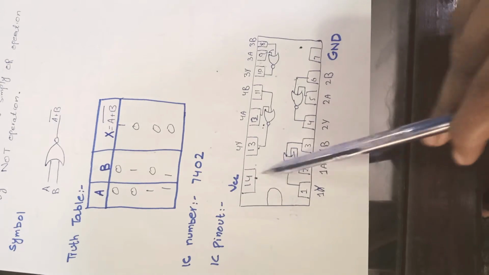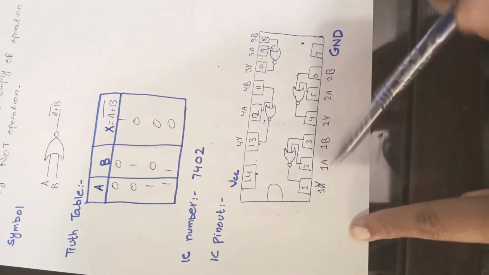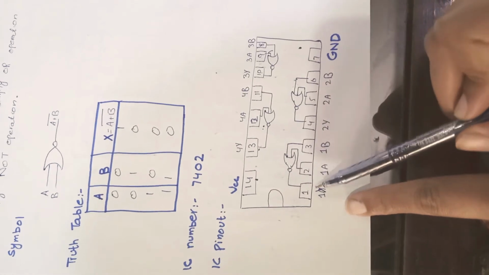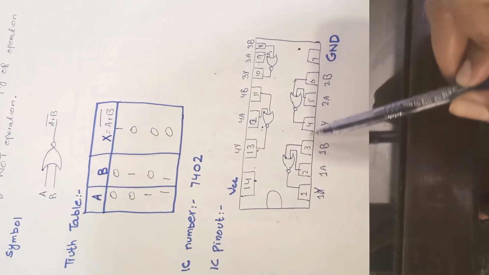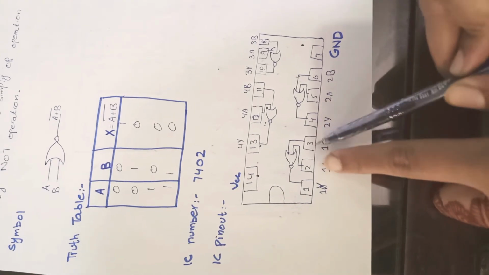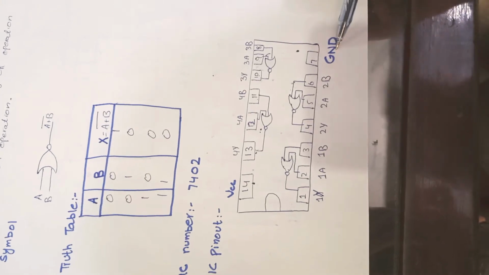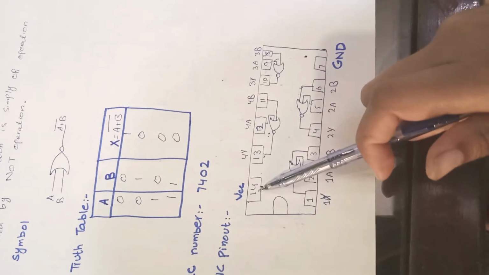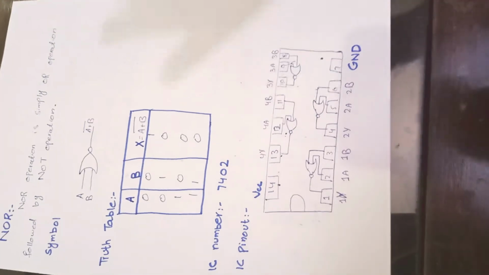This is the IC pin out of NOR gate, in which we can see that the first pin is the output of the first gate, and the second and third pins are the inputs of the first gate. Pin 7 will always be grounded, and to pin 14 we will provide VCC.